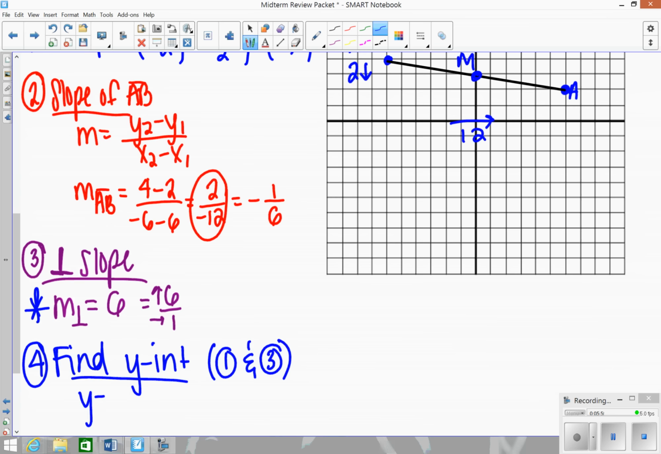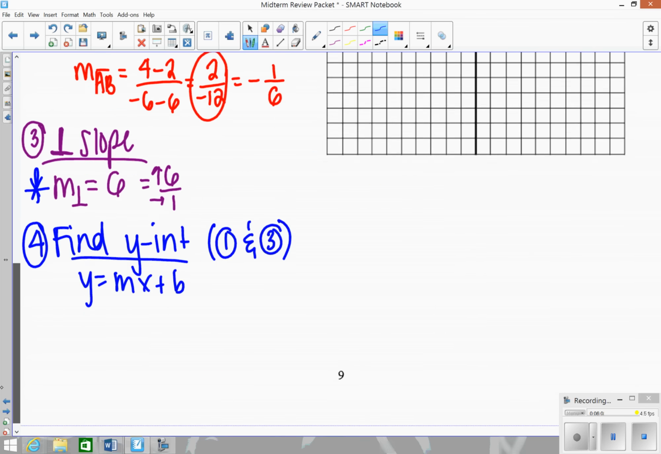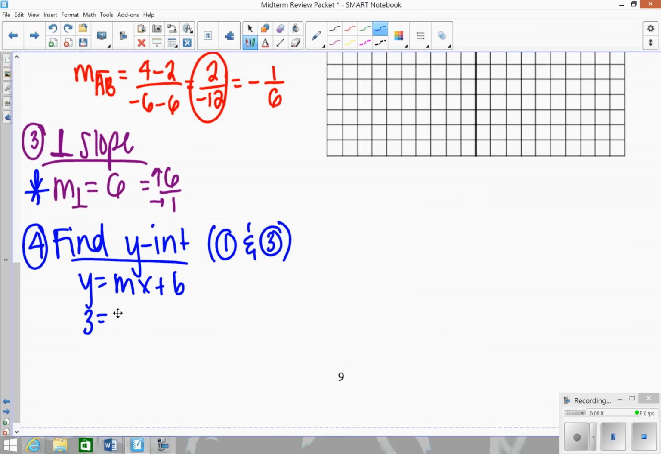So y equals mx plus b. Make sure that you use the midpoint. So the midpoint is 0, 3. Make sure you use the perpendicular slope, which is 6. And then you're going to solve for b. So 3 equals 6 times 0 plus b.